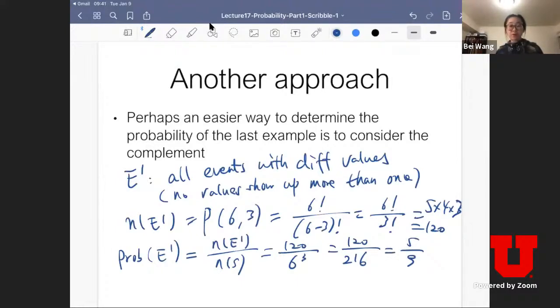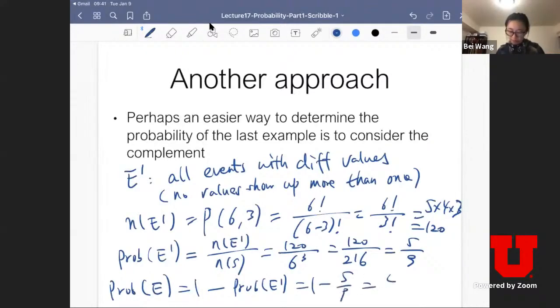So now we're going to use the rule of complement, which is that the probability of the actual event I care about is 1 minus the probability of its complement. So this is 1 minus 5 over 9, which is 4 over 9. Okay.